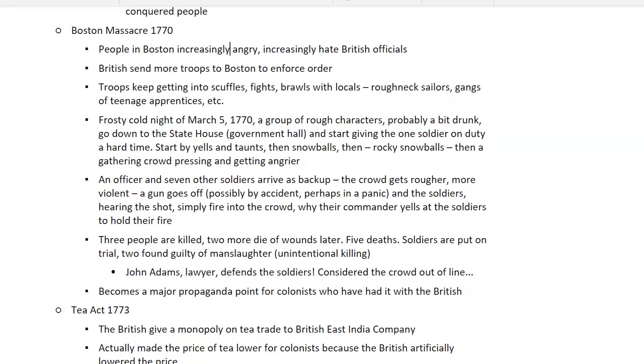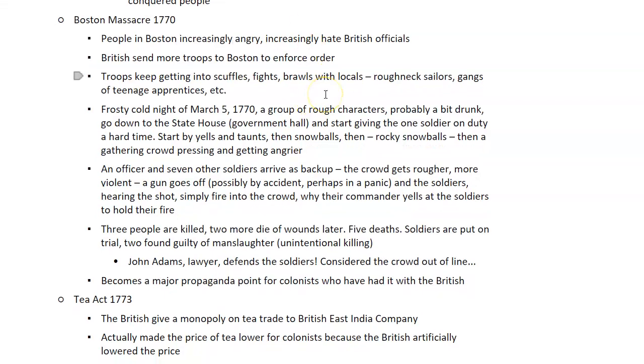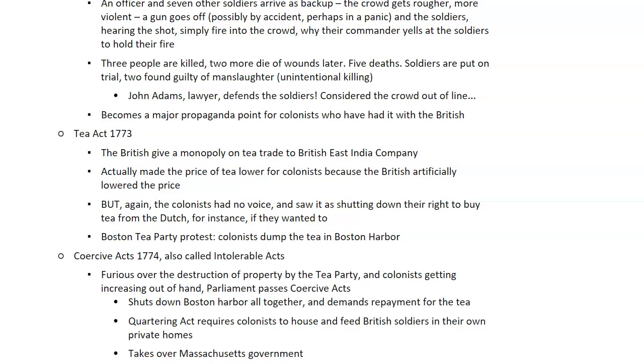The Boston Massacre becomes a big emotional moment in this march toward what's going to be the American Revolution, although they don't know it yet. Always remember, history hasn't happened yet, so they don't know what's coming.